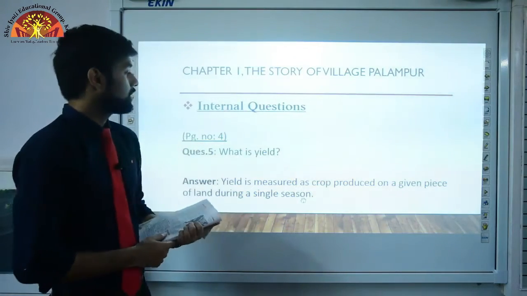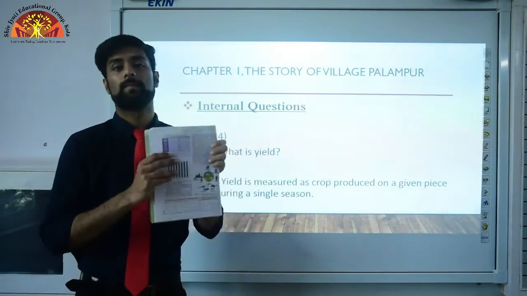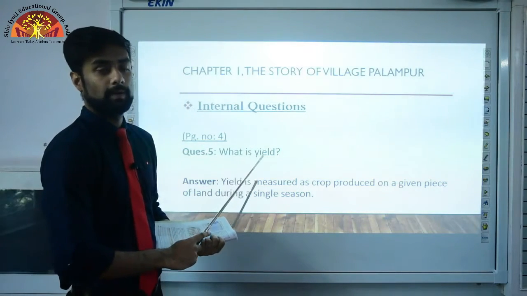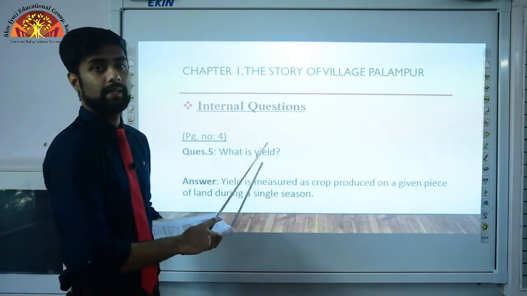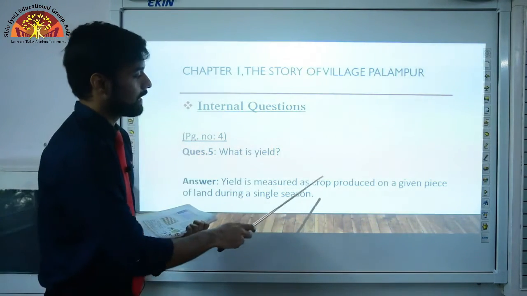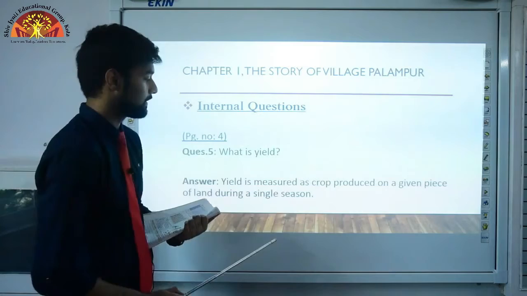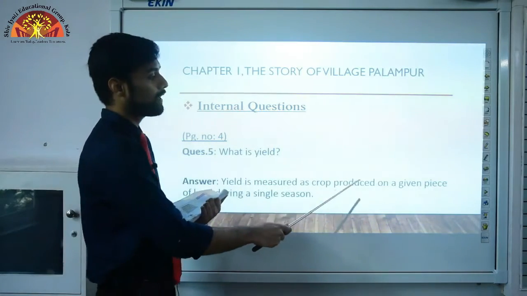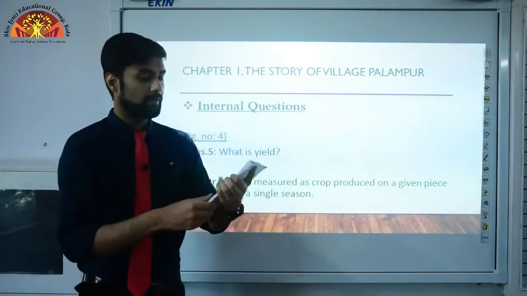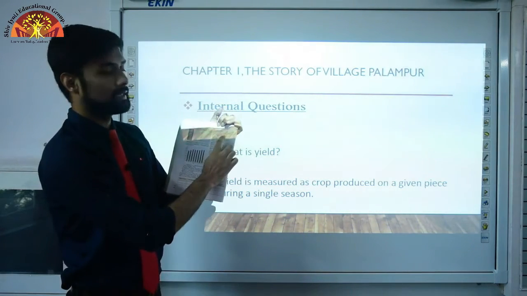Next, question number 5 on page number 4. So open your book on page number 4 and write the question, which is, what is yield? Spelling should be proper. Y-I-E-L-D. Okay. What is yield? Answer: yield is measured as crop produced on a given piece of land during a single season. As I just told you before, in points to remember as well, it is measured as crop produced on a given piece of land during a single season. Mark this answer on page number 4, first line.